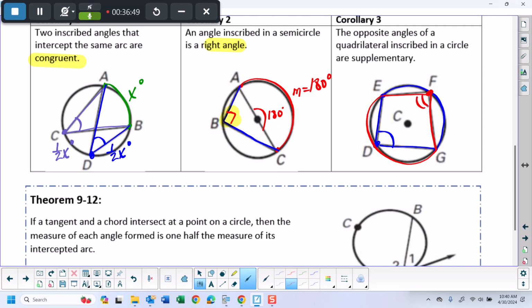Because I know that arc red plus arc blue is 360, that means that angle red plus angle blue equals 180. Opposite angles of a quadrilateral that's inscribed in a circle are going to be supplementary. They're going to have the measure equal to 180 degrees.